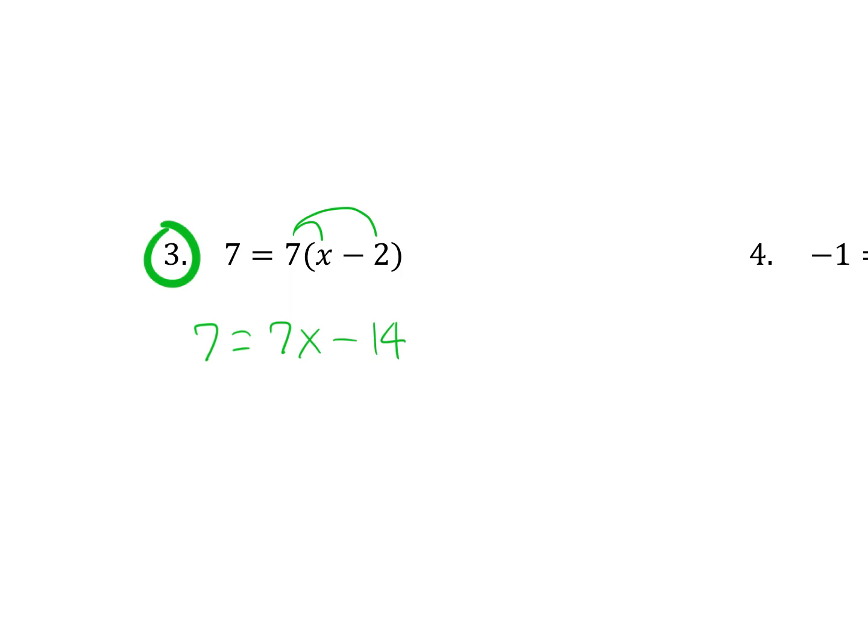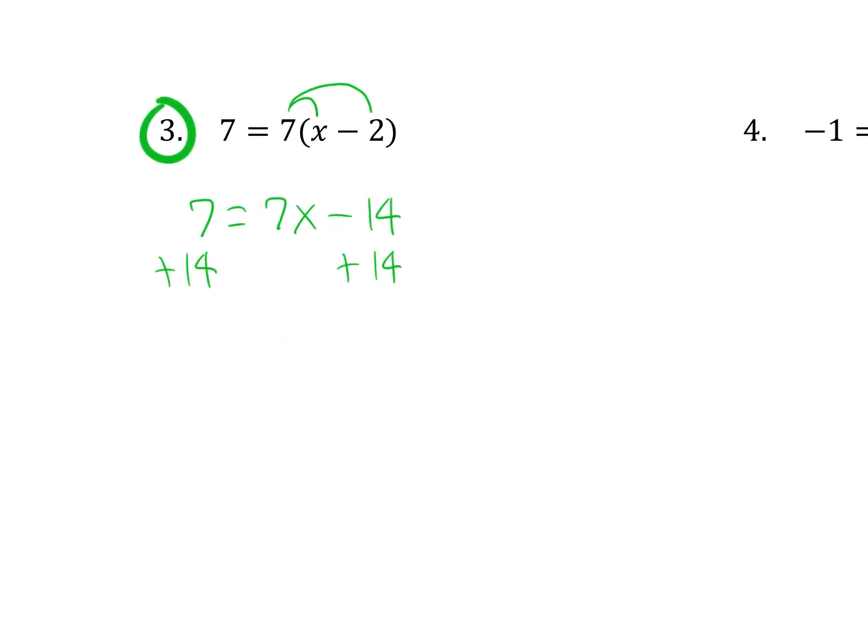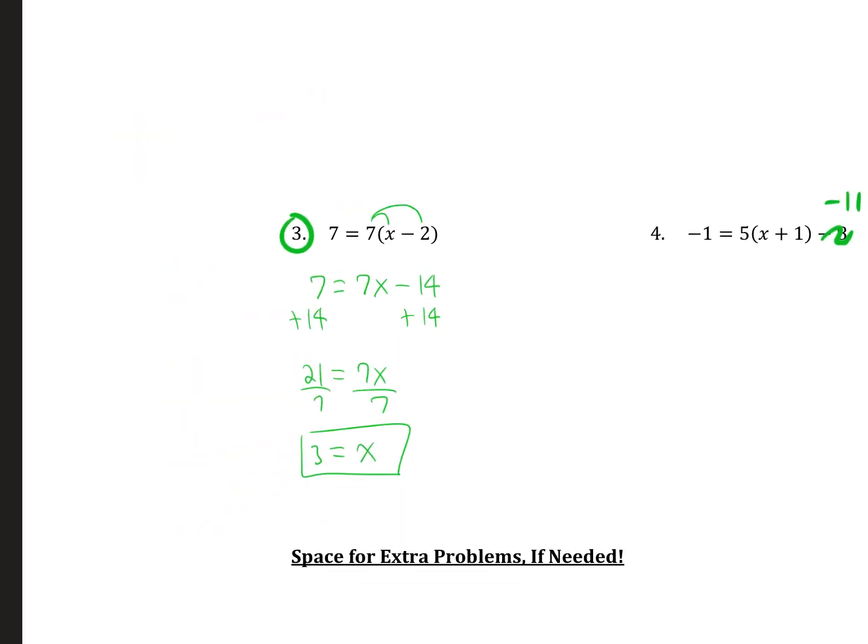All right, now we need to move stuff. We need to get x by itself and move stuff away from the 7x. Is there any addition or subtraction to take care of first? Yeah, how do we get rid of this minus 14? We do plus 14. So we got 7 plus 14 is going to be 21 equals 7x. All right. Now, how do we undo multiplying by 7? Divide by 7. And we get 3 equals x. All right. And that's an example for number 3.